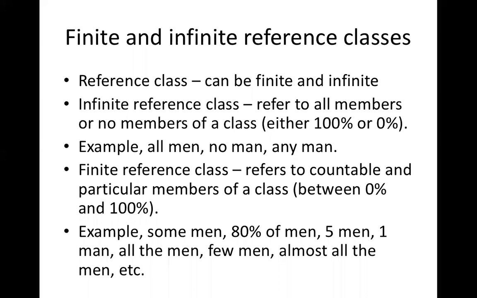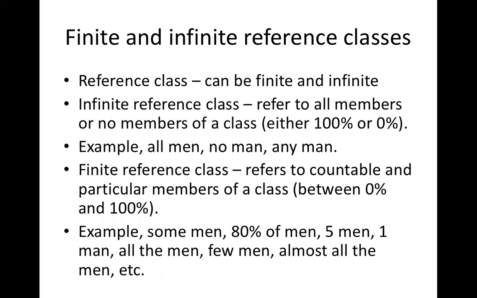Then we have a distinction between finite and infinite reference classes. So now we are discussing reference class. We have two types. We have the finite and the infinite. So the reference class can be finite and infinite. The infinite reference class is a class that refers to all members or no members of a class. For the infinite reference class, it is either a class of all members or no members. It refers to all members or no members of a class, either 100% or 0. For example, all men, no man, any man.